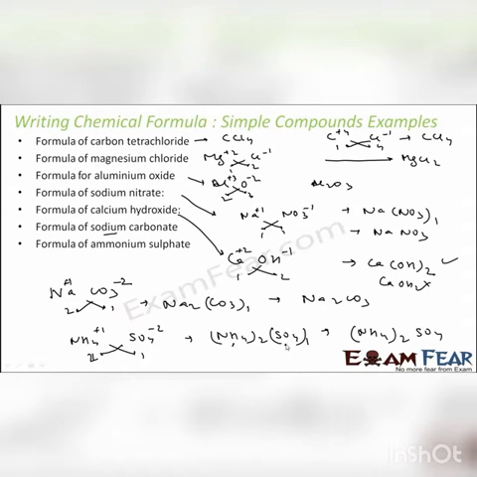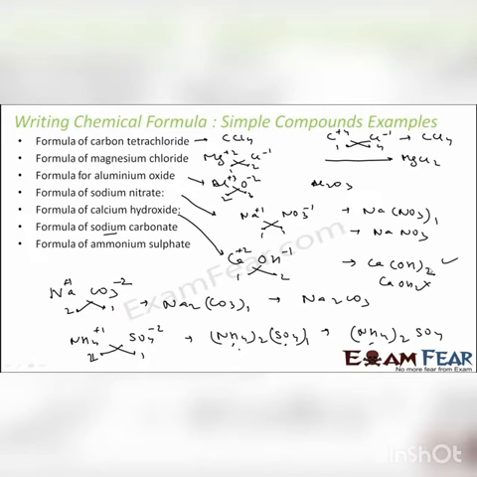Ammonium is multi-ion, SO4 is multi-ion. Both ammonium and sulfate are multi-ions. But for sulfate, since it has one, we didn't write the braces. We actually remove it. But for ammonium, since it is more than one, the bracket is required. Here also, the OH bracket is a must.